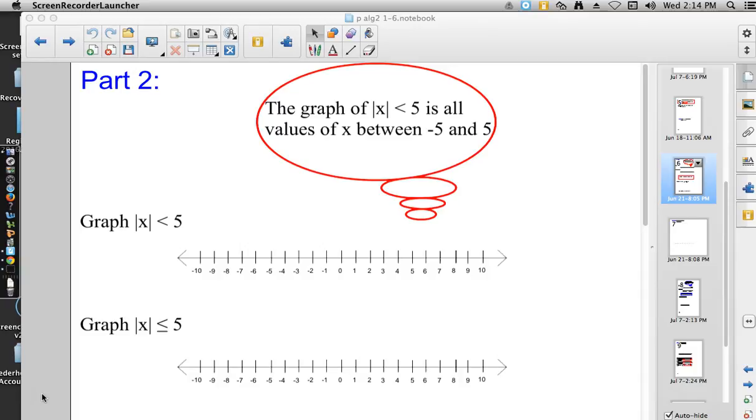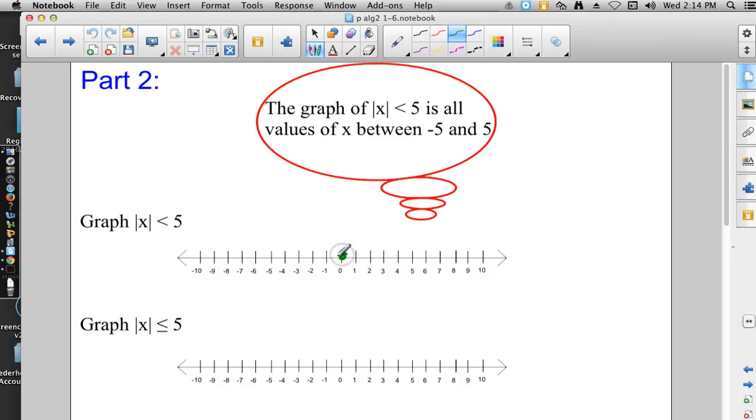So the graph of the absolute value of x is less than 5 is all the values of x between -5 and 5. All right. Well, how do we think through this? Here's 0. And the distance of whatever it is we're supposed to be graphing from 0 is less than 5. So I'm thinking if I'm standing right here, right in the middle at 0, and I need to reach out 5 feet, I can actually do that in two directions. So I could go out this way, and I could go out this way.